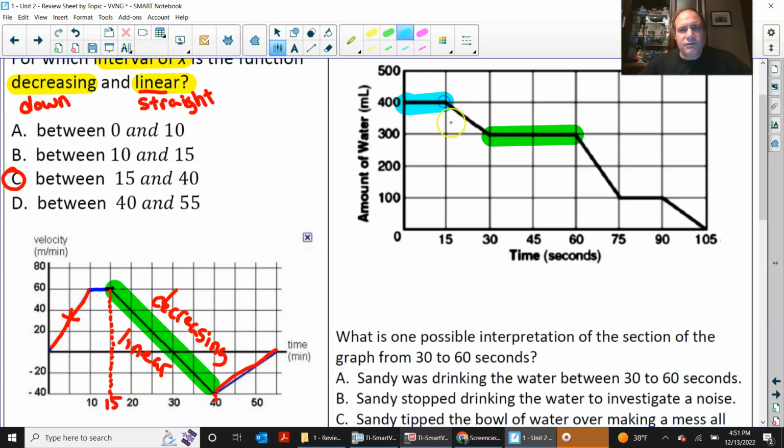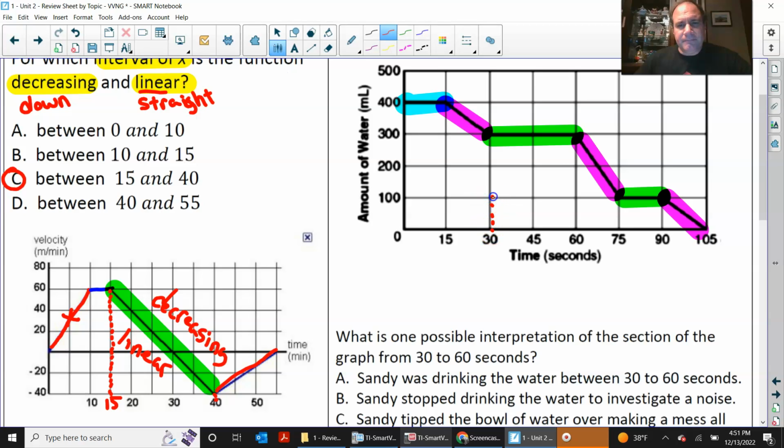It stays 400 milligrams of water, then goes down. Sandy's drinking at that point, and then it stays 300 milligrams of water right there, and then goes down. Sandy's drinking at that point. Then it stays 100 milligrams of water, and then Sandy drinks all of the water. All right, so let's go back and see.